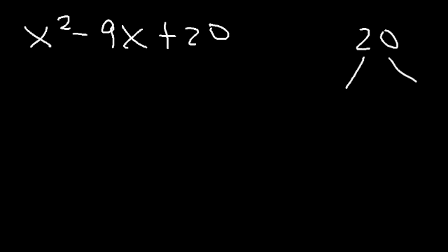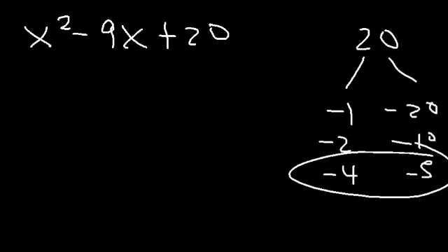Try this one. X squared minus 9x plus 20. So what two numbers multiply to 20 but add to negative 9? If they're adding to a negative result, we need two negative numbers if they're going to multiply to a positive number. So this could be negative 1 and negative 20, negative 2 and negative 10, negative 4 and negative 5. But these two add to negative 9. So it's going to be x minus 4 times x minus 5.